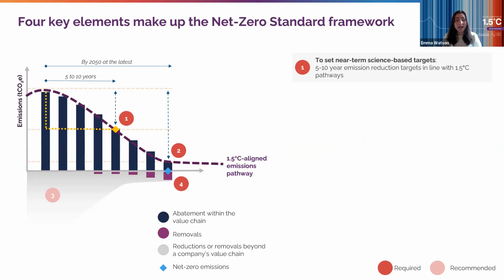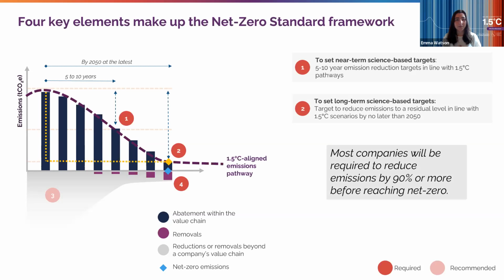The next element of a company's net zero target, if we pop onto the next slide, is a long-term science-based target. These targets essentially show companies how much they need to reduce emissions to be in line with global net zero scenarios that limit warming to 1.5C. Now, these targets are to be set for no later than 2050. In the power sector, that's by 2040, but for most companies, it's 2050.